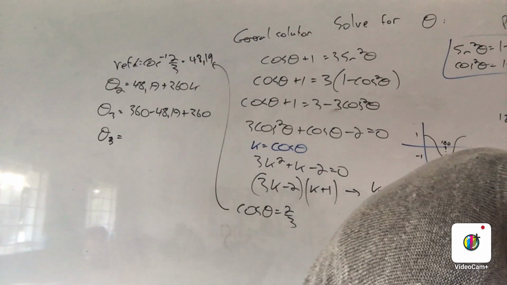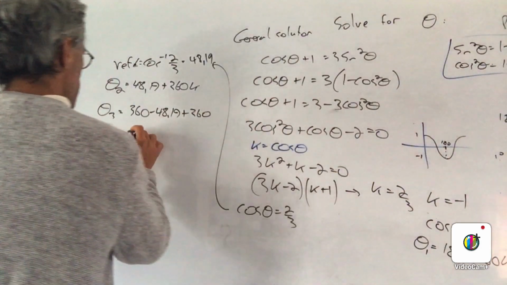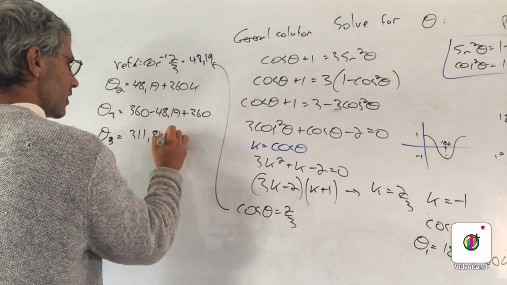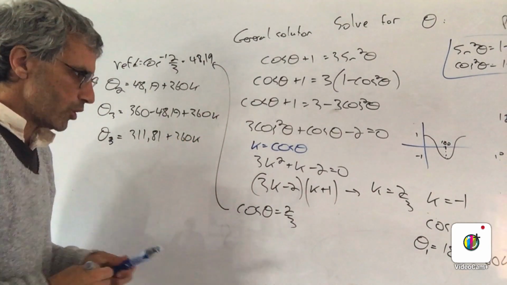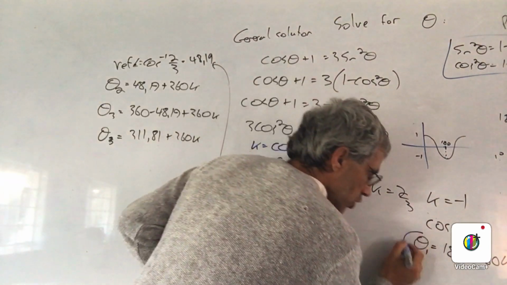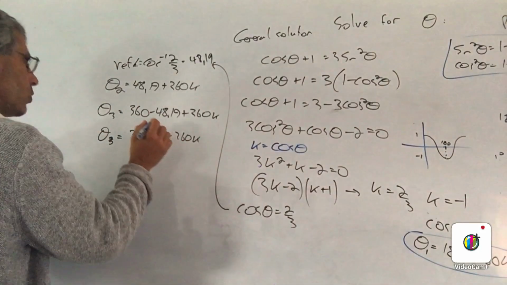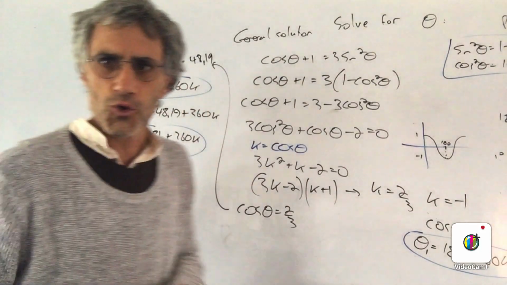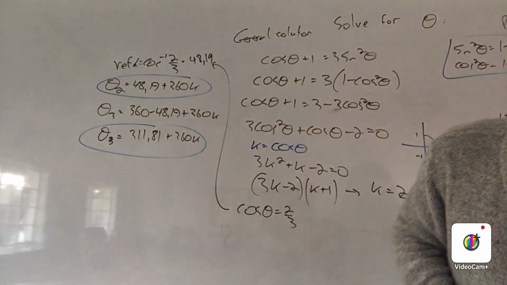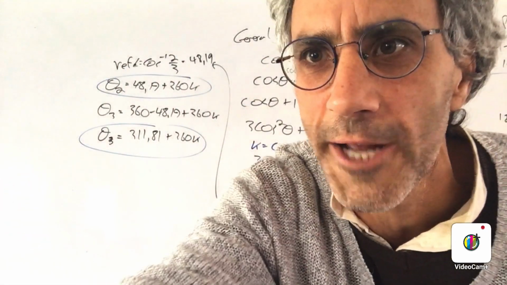So yeah, that's 311.89. 311.81 plus 360, there should be a k. Okay? So really, to make sure you get all the marks, rewrite all the final solutions. I'm being a bit lazy here. You need to have 3 types of general solution. I'm just checking that I've got it all right here.